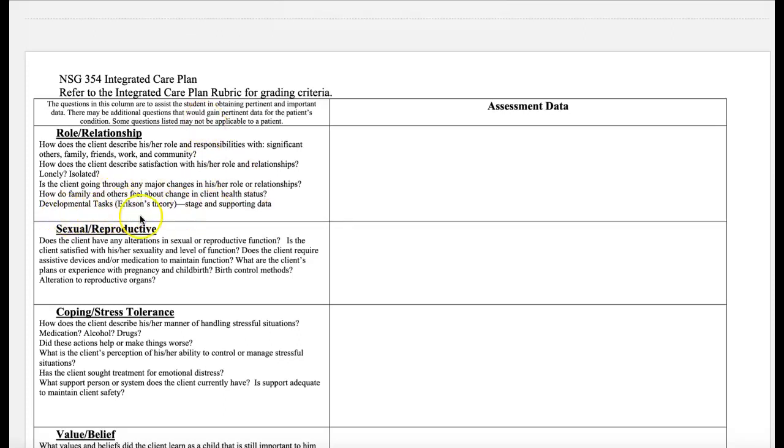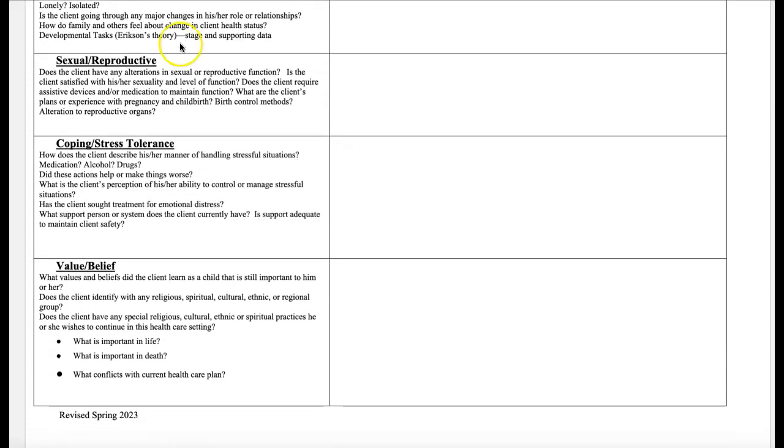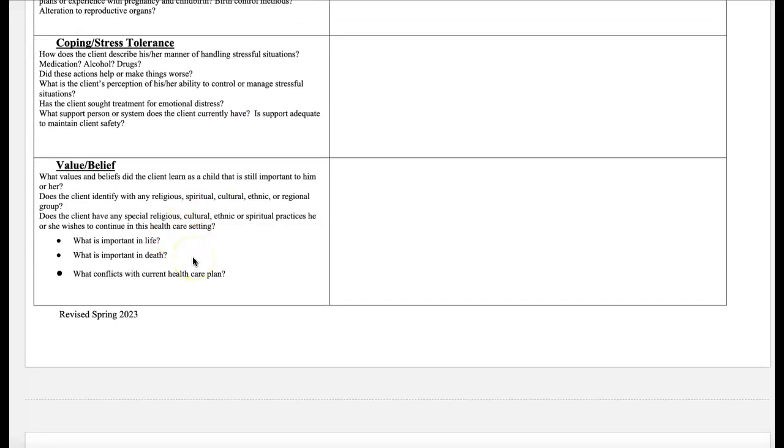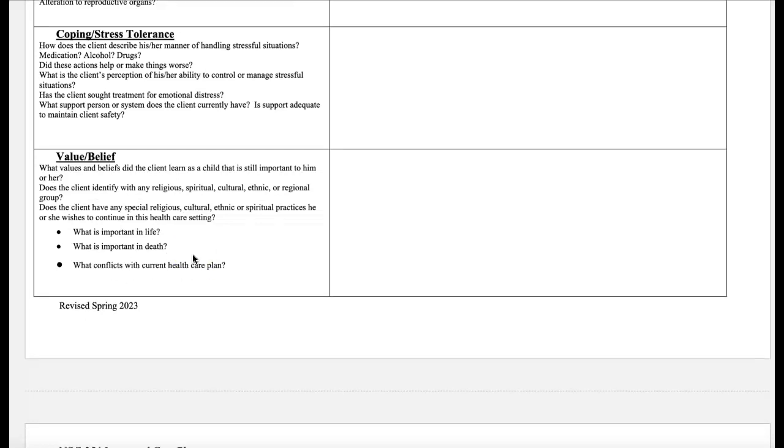Developmental task, Erikson's theory, you're just basically going to look at the age, look at Erikson's, and then you'll just say what that is, and then what goes along with that. Sexual reproductive, make sure that you're asking about those. Coping and stress, something that you're not going to know unless you ask. And then what's important about in life for them, what's important in death, and then are there any conflicts with the current health plan?